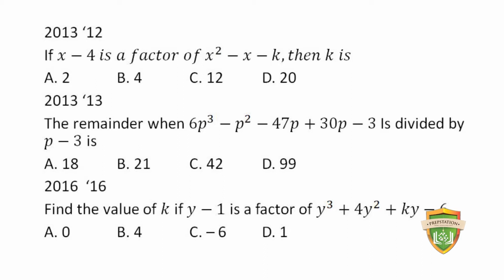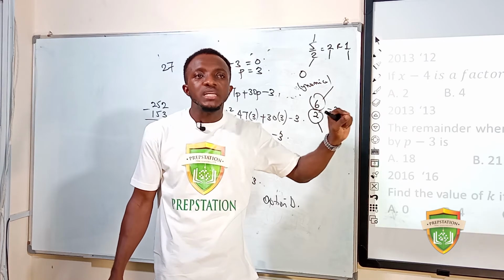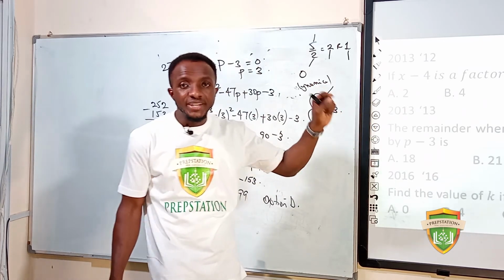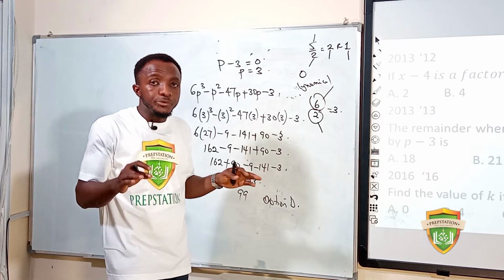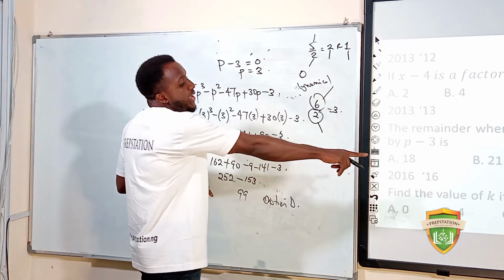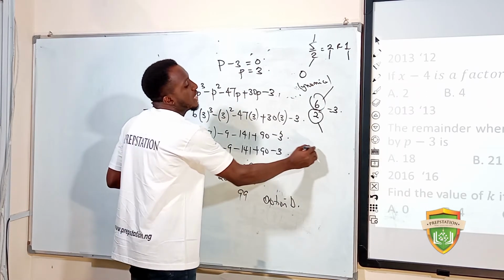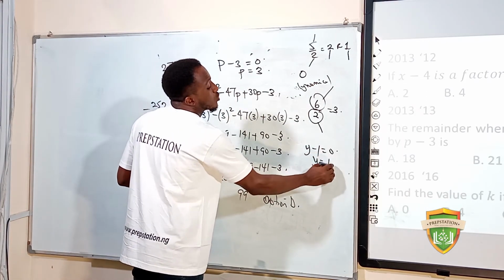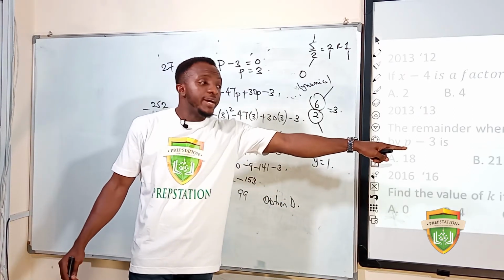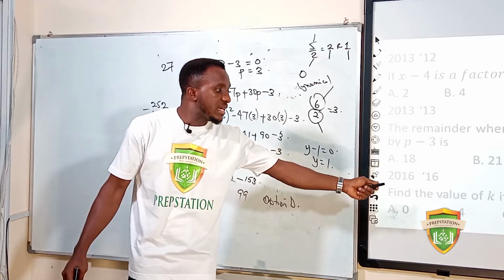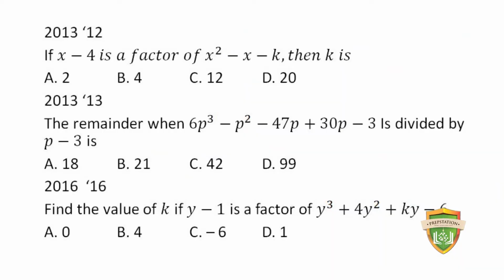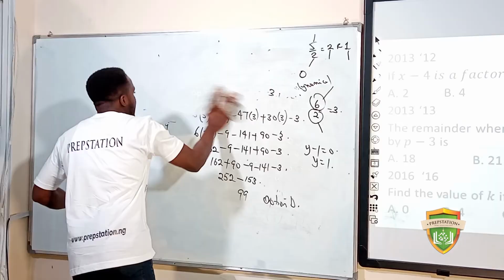It says find the value of k if y minus 1 is a factor of that. Remember what I said. If this is a factor of the polynomial, the answer would be 0. If it's a factor, there'll be no remainder. So if there's no remainder, if we put 1 into that, how do I mean by putting 1 into that? Y minus 1 equals 0, y would be equal to 1. So if I put 1 into this polynomial, it would give me 0. Why? Because the question says that y minus 1 is a factor of that polynomial. Now let's quickly do that one. It won't take us time. We can do that in 1 minute.